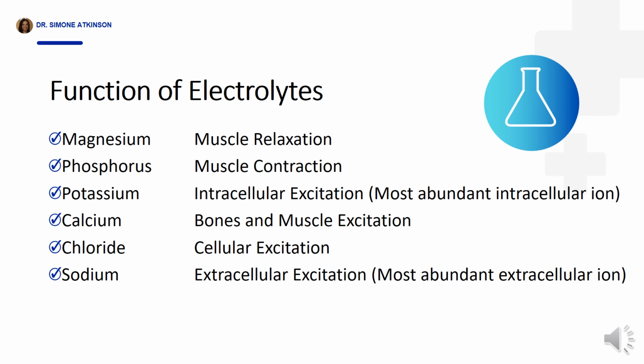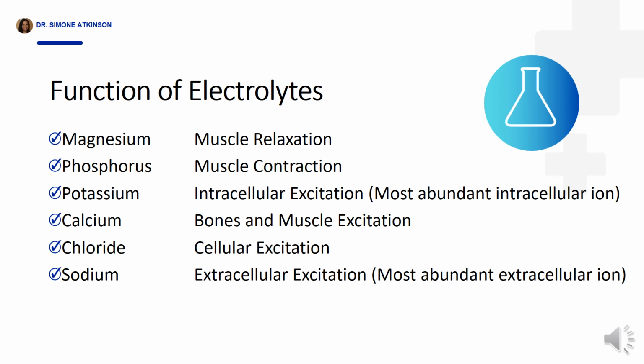First is magnesium, and magnesium is associated with muscle relaxation. So magnesium is for relaxation. Then there's phosphorus, which is the opposite. It's linked to muscle contraction. So magnesium for muscle relaxation, phosphorus for muscle contraction. Then there's potassium that plays a role in intracellular excitation. Remember, potassium is the highest concentration of electrolytes inside the cell. So potassium plays a role in intracellular excitation.